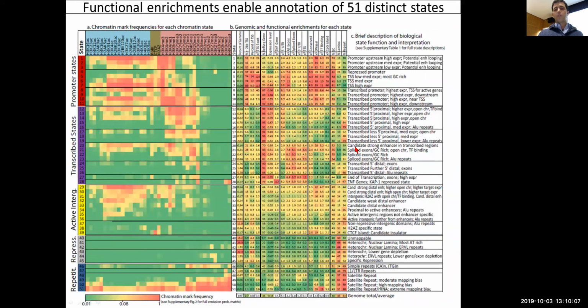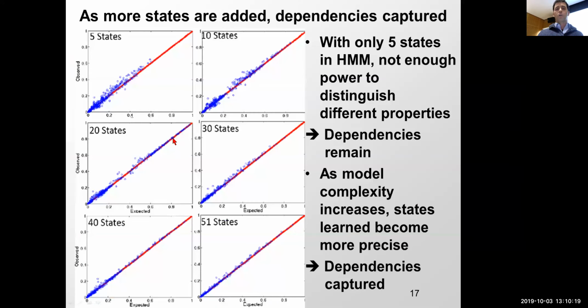And then we were able to annotate 51 different chromatin states based on the specific enrichments of these de novo learned combinations of marks using independent data sets that were not utilized in learning these marks.